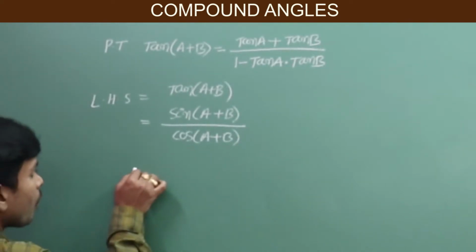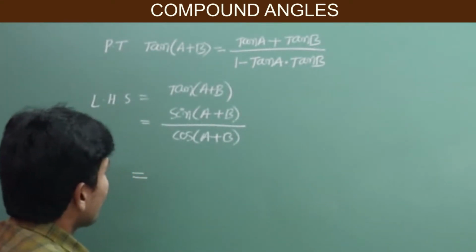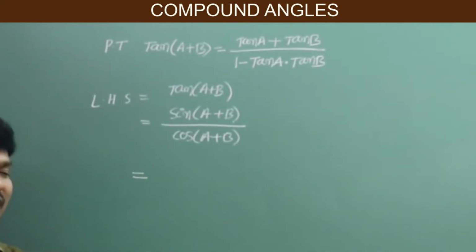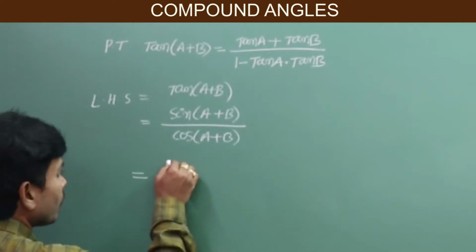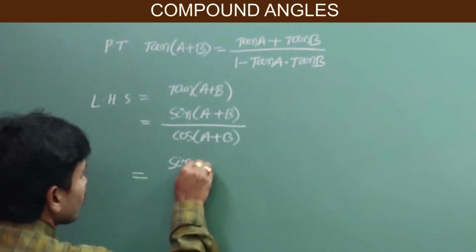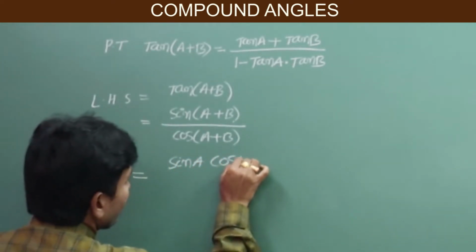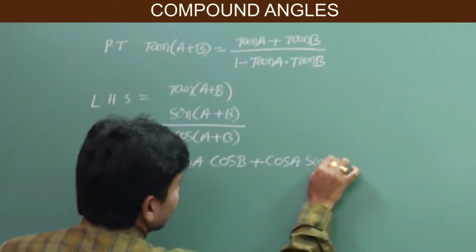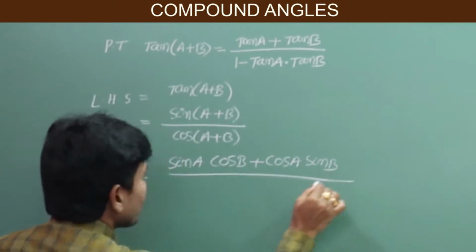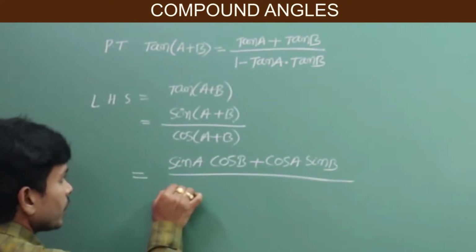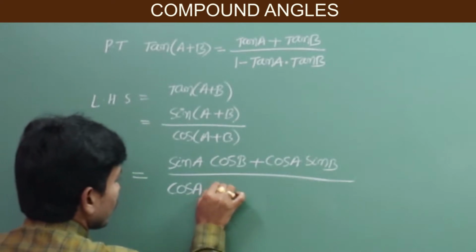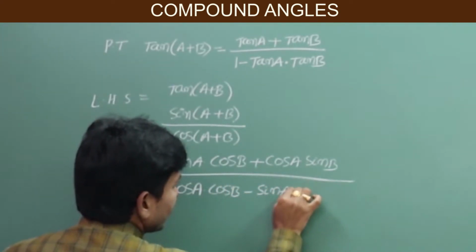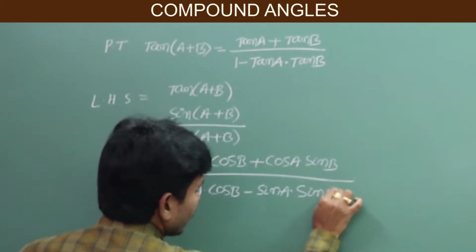Do you know the formula for cos of a plus b and sin of a plus b? Get ready. Sin of a plus b formula: sin a cos b plus cos a sin b. Now the cos of a plus b formula: yes, cos a cos b minus sin a sin b.